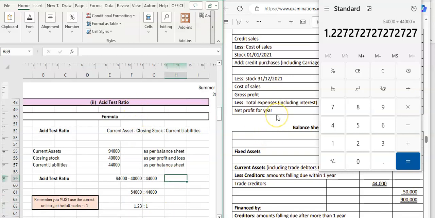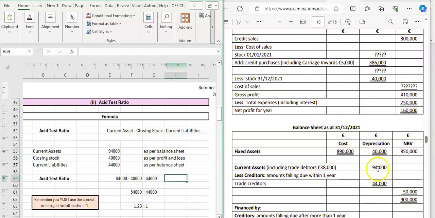The second one, for summer 2023, is your current assets minus your closing stock. We found our current assets in the question to be 94,000. We took away our closing stock from our profit and loss account, which is 40,000, and then that is to your current liabilities, which is 44,000. We found out when we took our closing stock away from our current assets, it was 54,000.